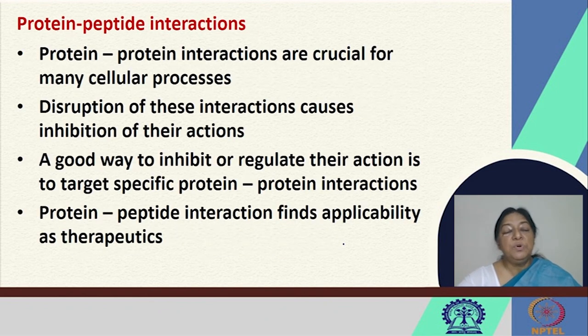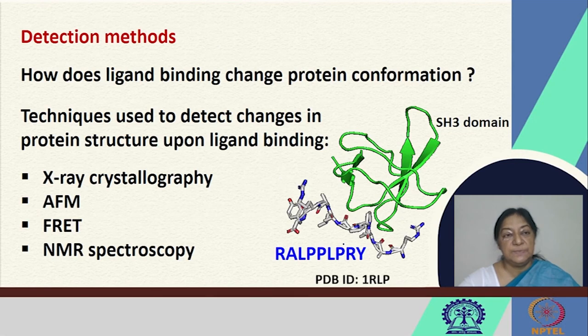So when we look at protein-peptide interactions that are a subset of protein-protein interactions, they are crucial, we realize, for many cellular processes, and disruption of these interactions causes inhibitions of their specific actions. A good way to inhibit or regulate their action is to target specific protein-protein interactions. And we saw how protein-peptide interactions find applicability as specific therapeutics.